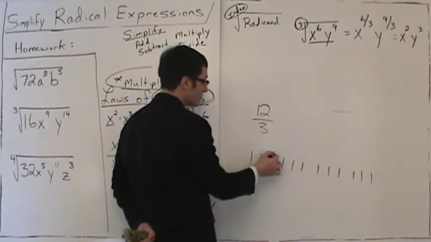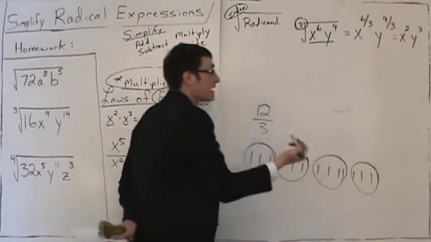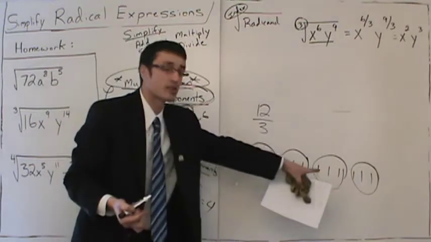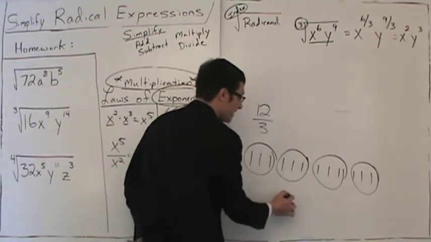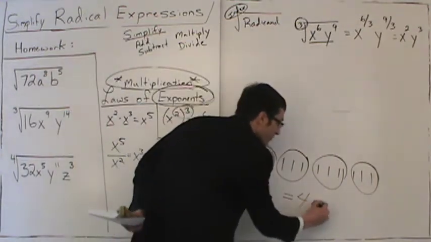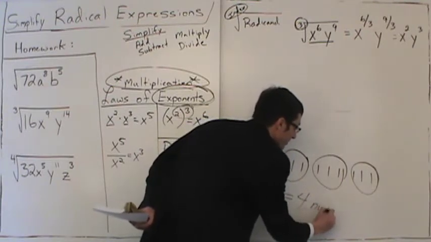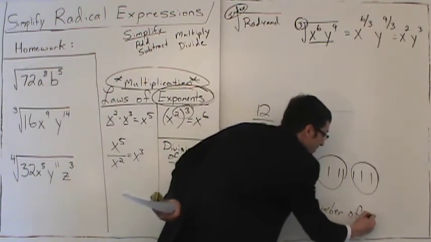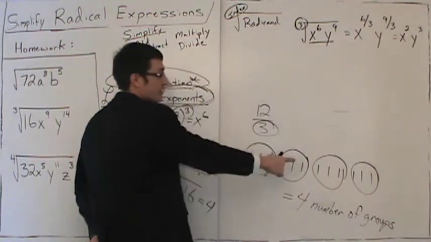So I've put 12 lines. Circle groups of 3. Circle groups of 3. Circle groups of 3. Circle groups of 3. So dividing by 3 is the same as circling groups of 3. How many groups do we have? We have 4 groups. So the answer is what? The answer is 4, or the number of groups. So the answer is the number of groups. Okay, so dividing by 3 is the same as circling groups of 3.